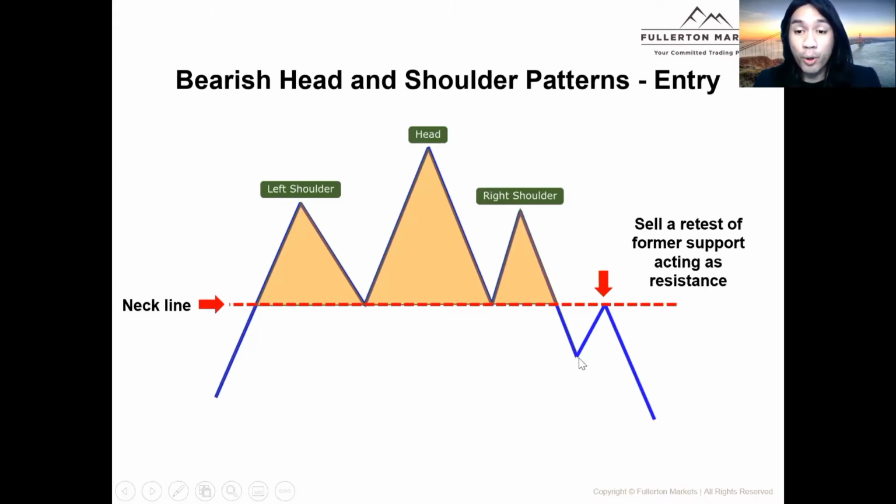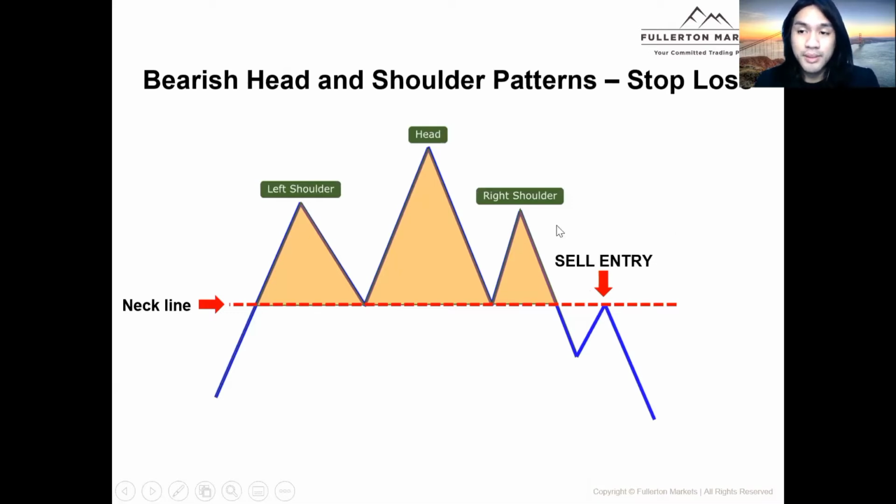So now, this is the former support, which is now our acting resistance. Prices broke out, they pulled back, tested the neckline or the former support, and this is where we enter our short position, or this is where we sell. Sell entry. Now, the next question is, how do I set up my stop loss? Your stop loss should be just above the right shoulder. Not on the right shoulder, not below the right shoulder, but just above.